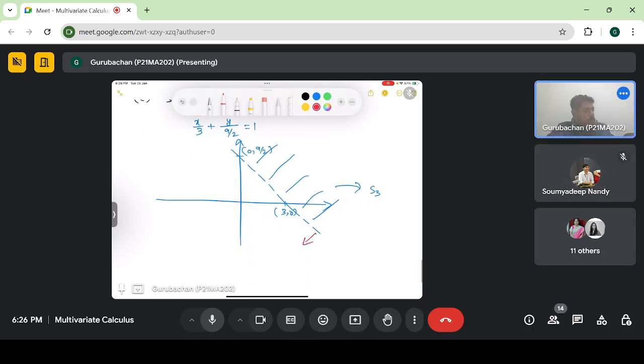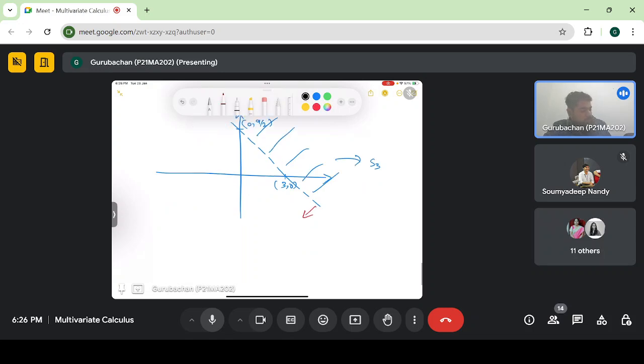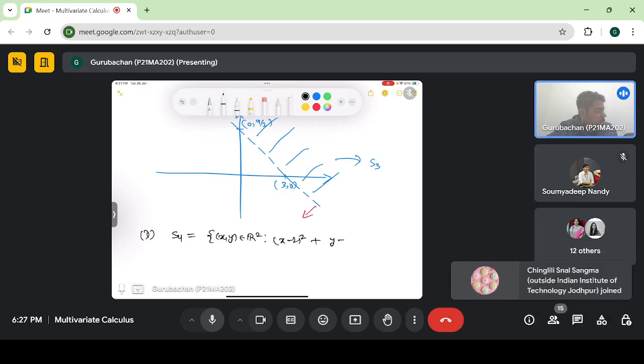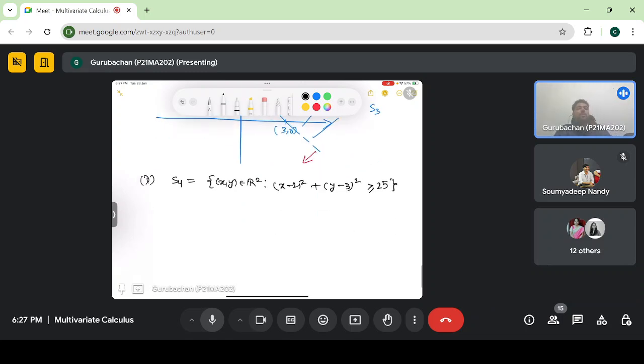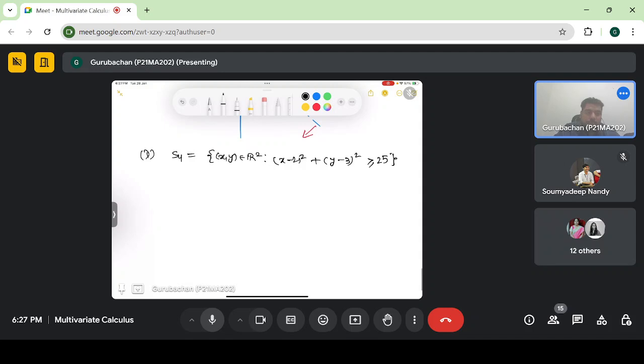Good. Now I'm giving you just one last example to get a better understanding. Just let me know what is the region and the answer. This time we will not discuss the reasoning behind it. X minus 2 whole square plus y minus 3 whole square is greater than or equal to 25. Now just let me know what would be the figure of this.